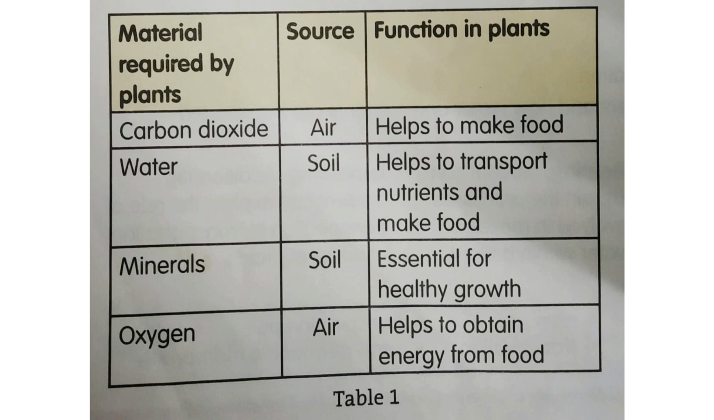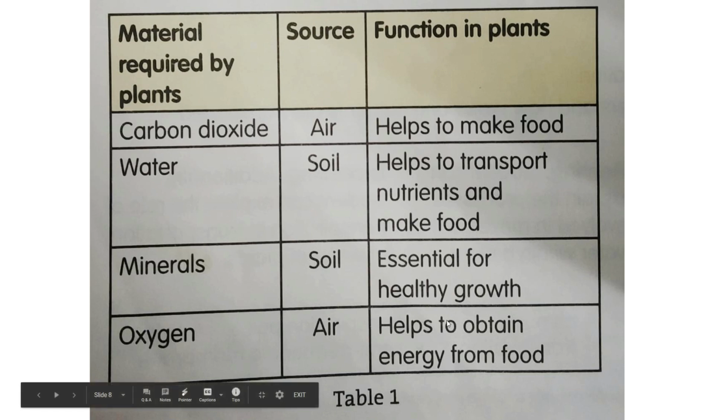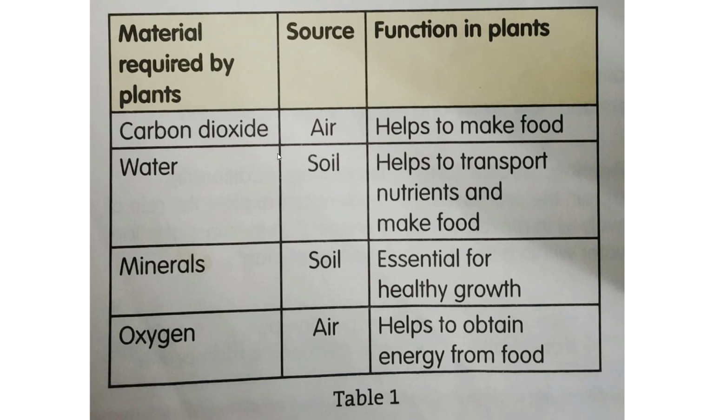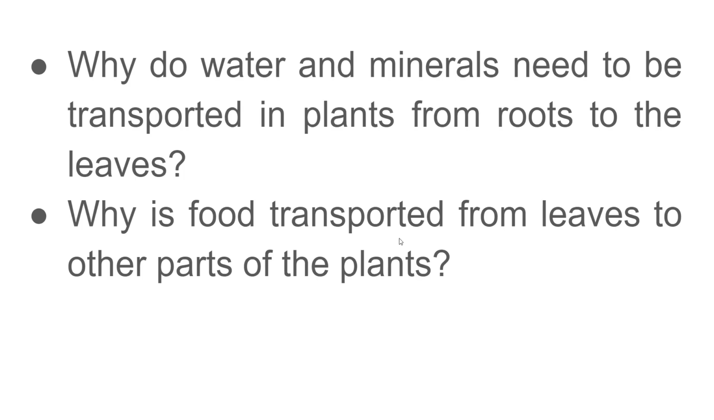Then oxygen, as in the process of respiration, helps to obtain energy from food that is produced in the process of photosynthesis. So these are the materials required by the plants, their sources and their function in the plant body. So why do water and minerals need to be transported in plants from roots to the leaves?